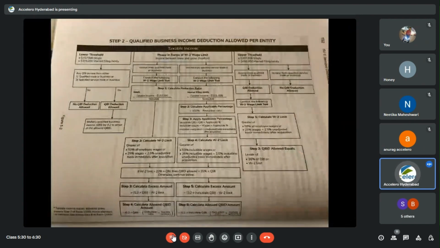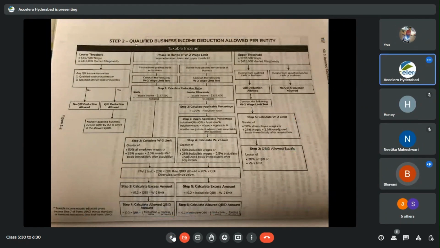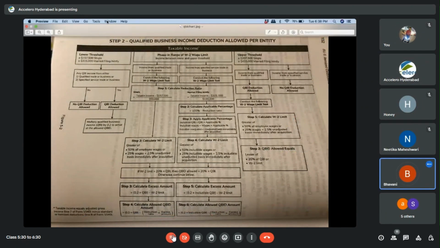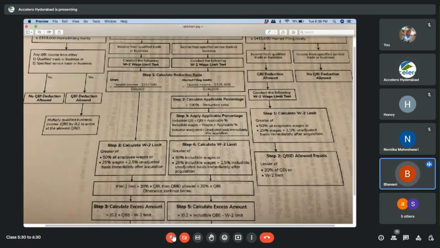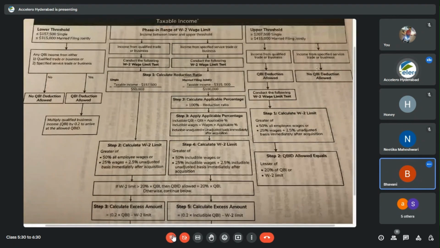Can you all see my screen? Is it visible? Yes, ma'am. Is it clear? Yes, ma'am. So, I made it a bit more visible.